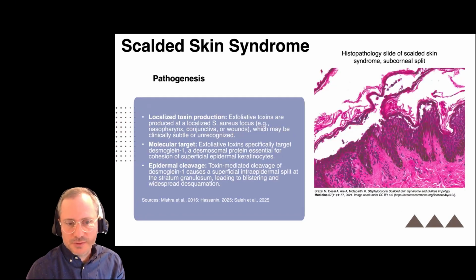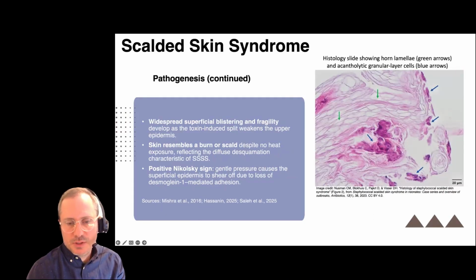As far as the pathogenesis, scalded skin syndrome is a localized infection. It produces toxins that enter the bloodstream, and these toxins target desmoglein 1, leading to separation of skin layers. This results in widespread blistering and skin fragility. The skin resembles a burn, even though no heat is involved.